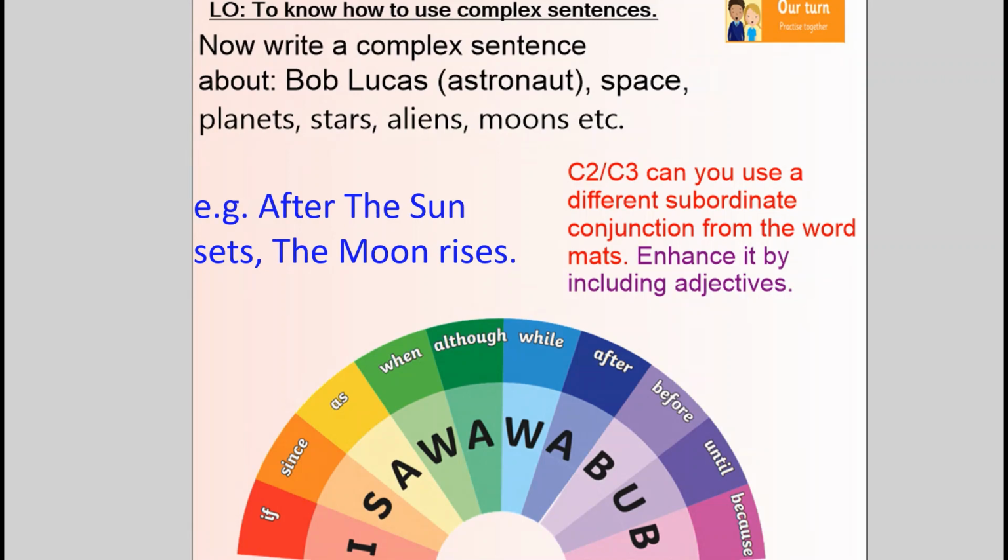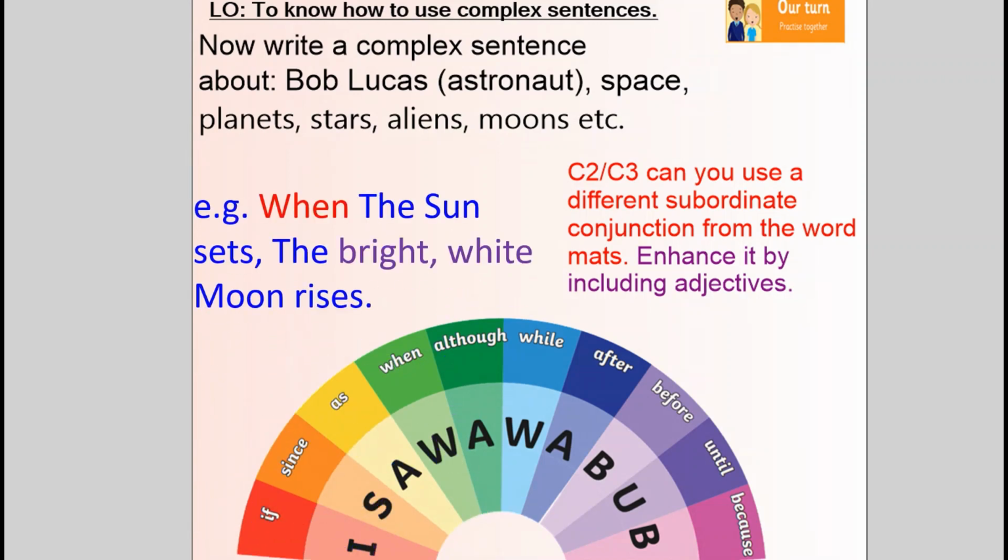So here's my new sentence. So, when the sun sets, the bright white moon rises. So I've changed the subordinating conjunction and I've included two adjectives to describe the moon. I'd like you to pause the video here and try and write your own complex sentence about space, including obviously your subordinating conjunctions. Pause the video here, it's now your turn. Hope you've had some time to write down a sentence, and now let's move on.